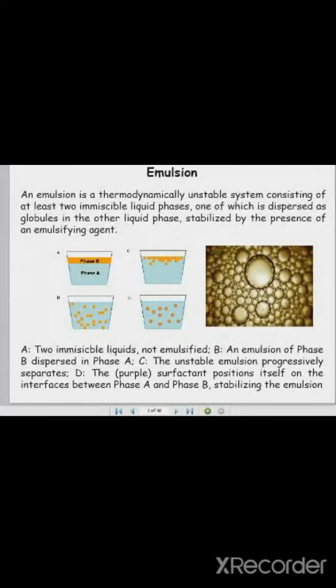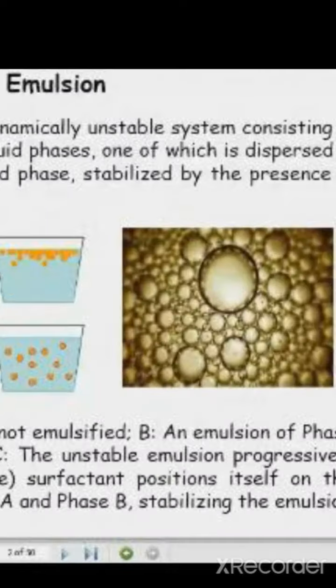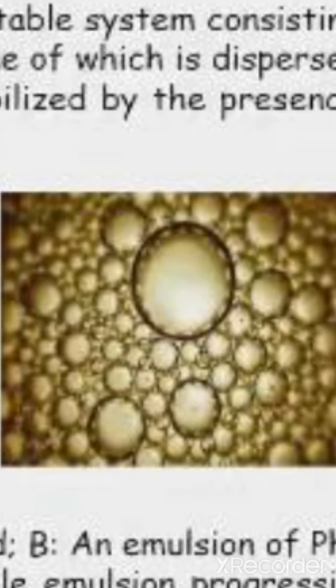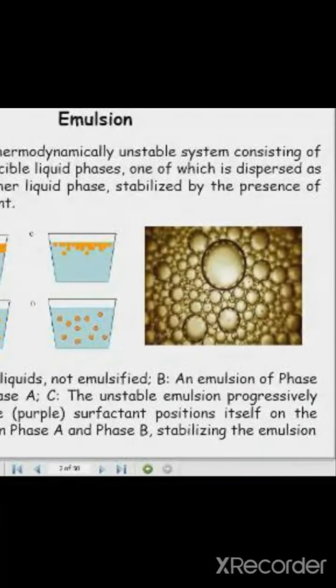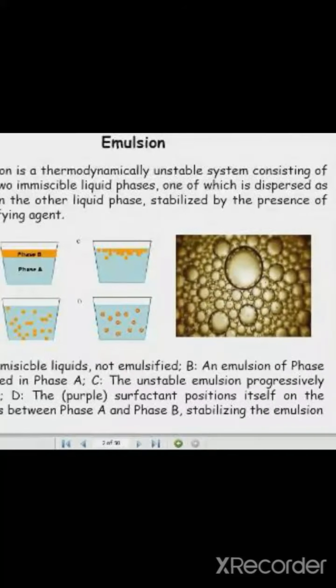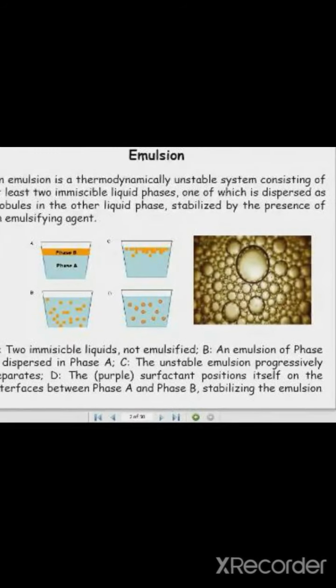The picture C is the unstable emulsion, which progressively separates. It means the emulsion is stable for some time and then it separates quickly. In D, you can see a purple color ring, which is a surfactant ring. Surfactant is an agent which emulsifies the liquid for a longer time, and the emulsion will not get separated easily.